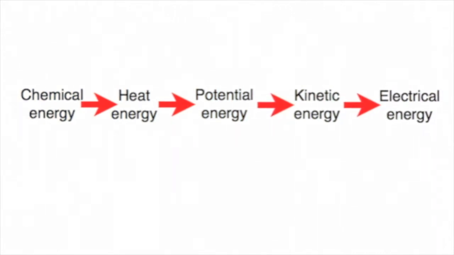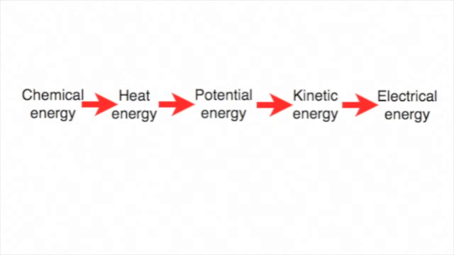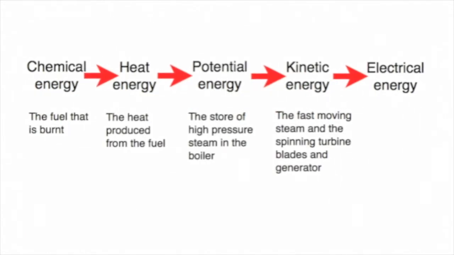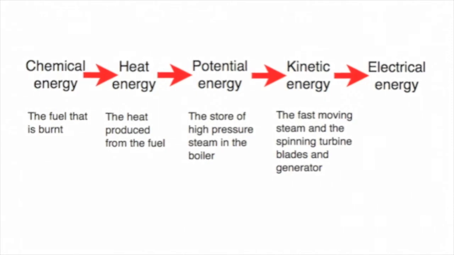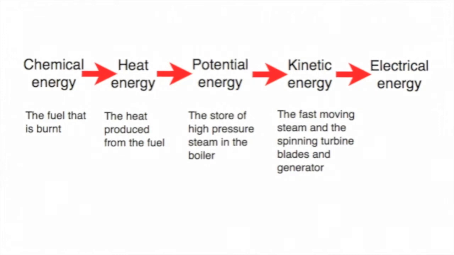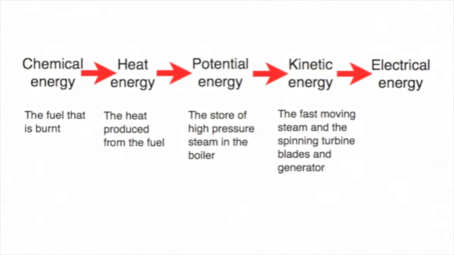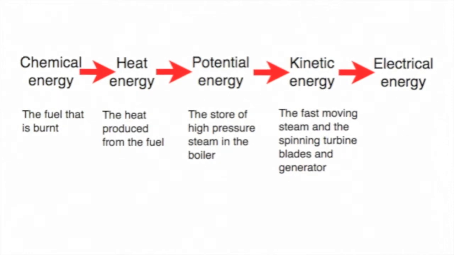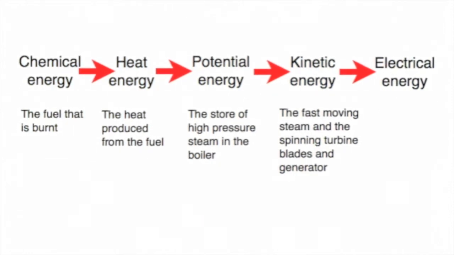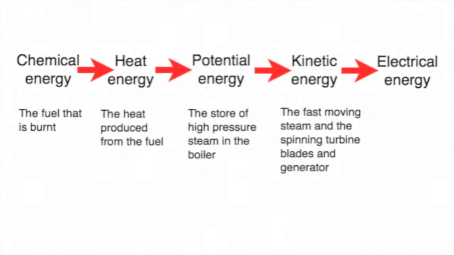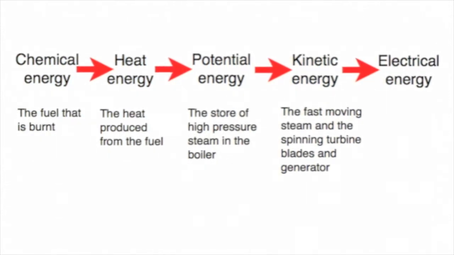No matter what the fuel, the energy changes are likely to be the same. Chemical energy is used, that is the fuel that is burnt. It produces heat and in turn produces potential energy as a store of high-pressure steam in the boiler. That fast-moving steam has kinetic energy, which spins the turbine blades, which also have kinetic energy. They drive the generator, which in turn converts the kinetic energy to electrical energy.